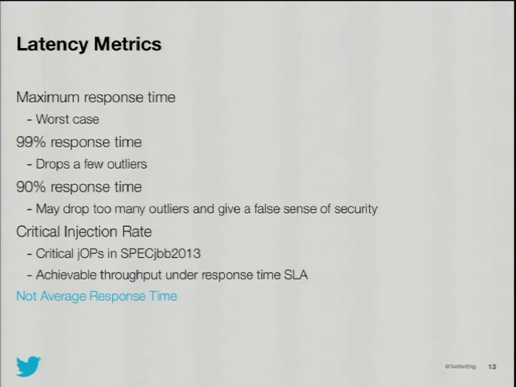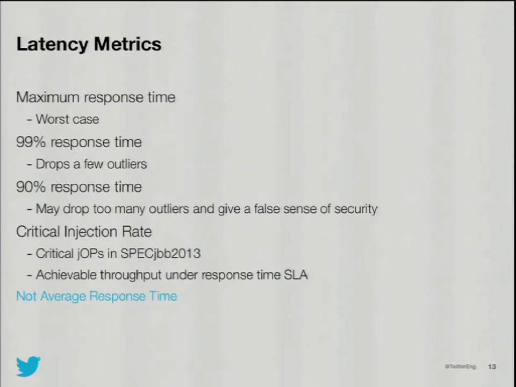90th percentile response time does fairly well. It can give you a false sense of security, though, in those situations where you have many young garbage collections that are performing very well, and a few very large full GCs. 90th percentile response time may miss it completely. So any one of these top three metrics should be used in combination with the others to give you a full picture.